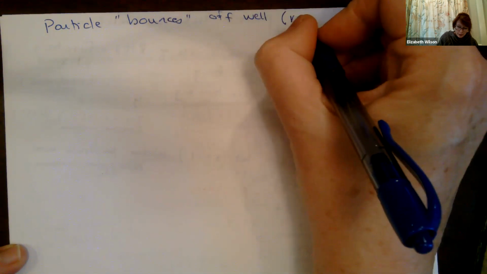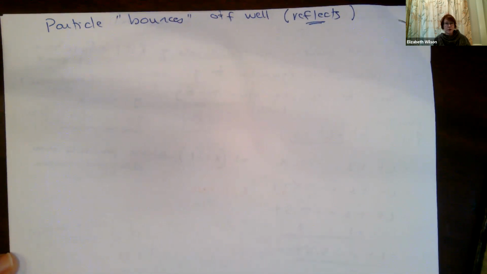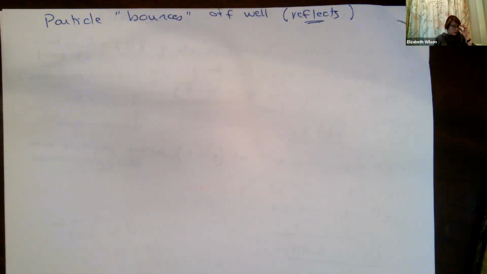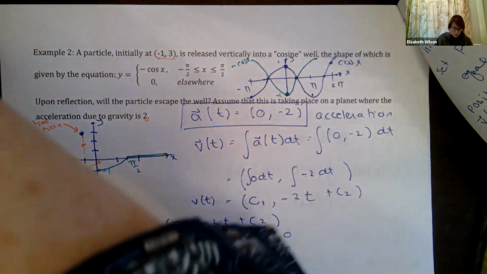Which means it reflects. So that's the process that we're doing, the reflection part. Okay, so we need a bunch of stuff in order to figure out how we're going to make it reflect, right? So what we need is, let's do this, I'll draw it in purple.